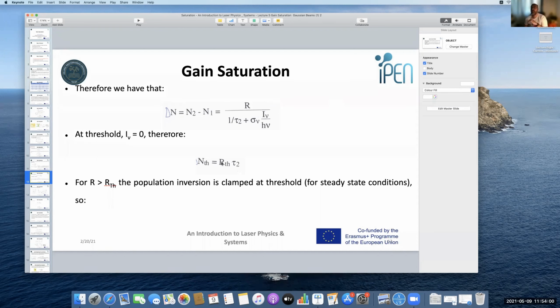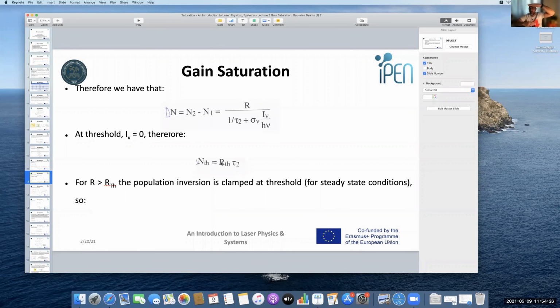So, did you understand this? At the beginning, we have all the population on the ground state. We pump, we reach threshold, and we overcome the threshold to build the population inversion. Now we have the emission of laser light. With the emission of the laser light, the population inversion will go lower, lower, lower, until it reaches the threshold again. So the threshold can be reached from upwards and downwards also.